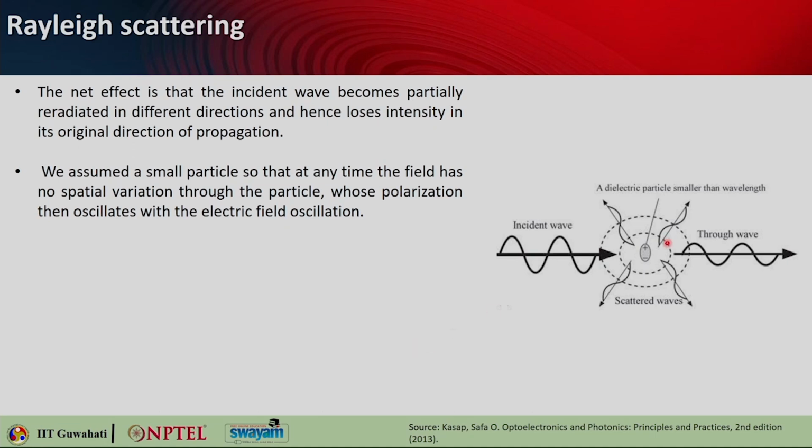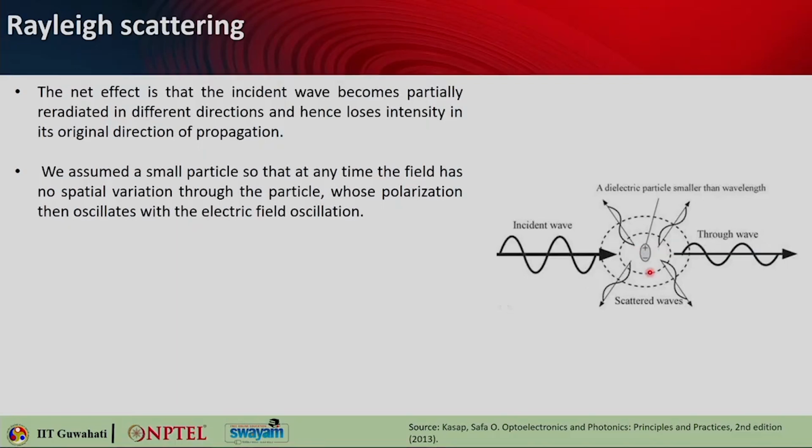And we have assumed this particle to be small enough that there is no spatial variation through the particle. It means the field on the surface of the particle sees no variation. So, that is the case, we can assume that there is homogeneity in the electric field on the particle. We assumed a small particle, so that at any time the field has no spatial variation through the particle, whose polarization then oscillates with the electric field oscillation.